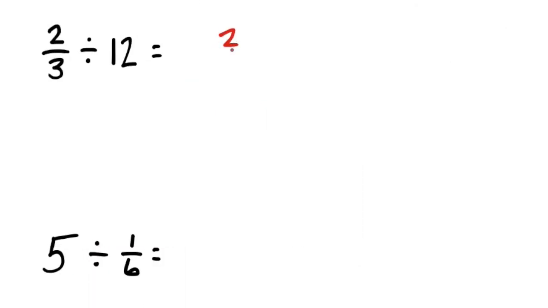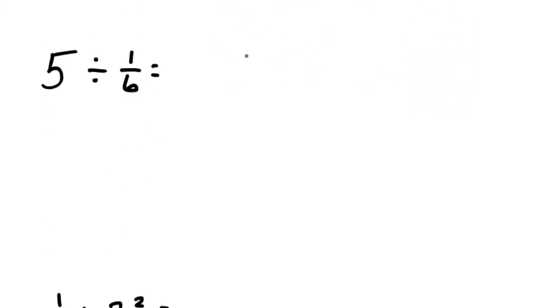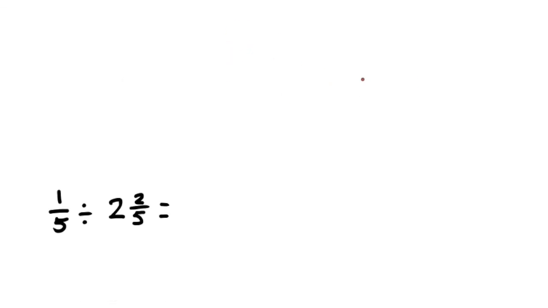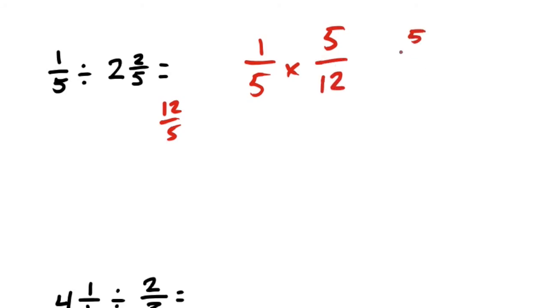For our first question, we have 2/3 times 1 over 12, which equals 2 over 36, which equals 1 over 18. That's your first answer. Question number 2 is going to be 5 times 6 over 1, which is just 30. 5 times 6 is 30. Question number 3, 1/5 times what? 12 over 5. The reciprocal is 5 over 12. Now you could do 5 over 60 and get 1/12 that way.